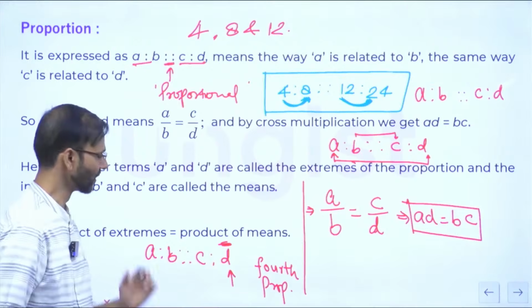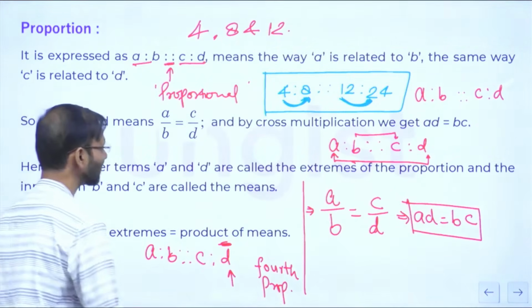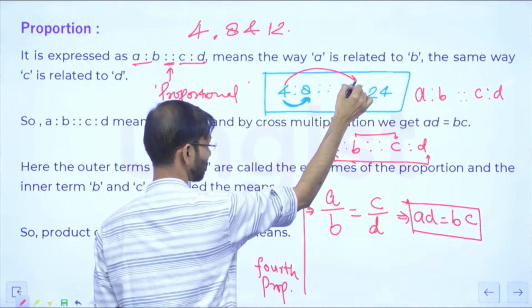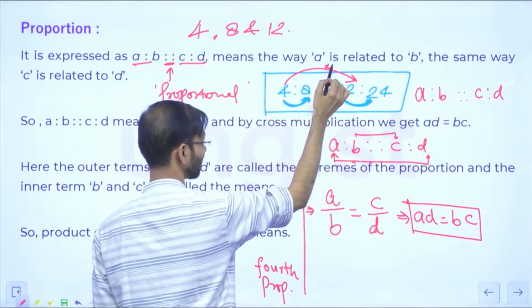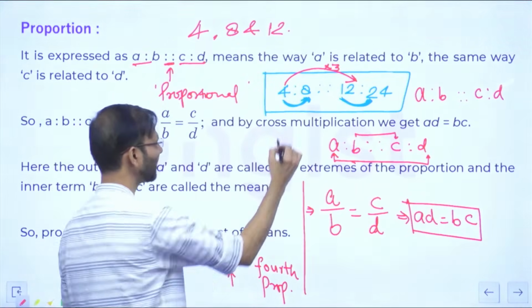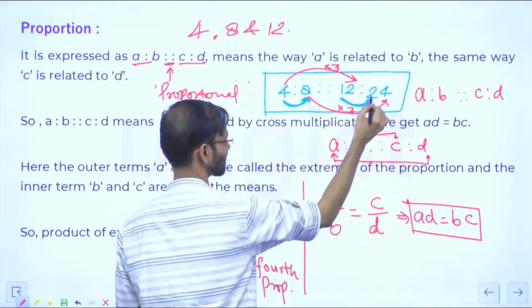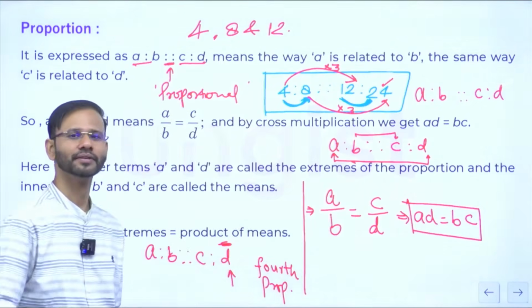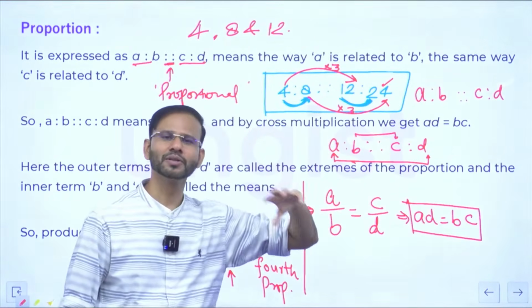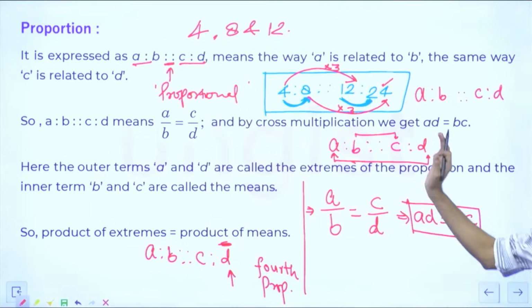Another method, everybody, just look at it once again. 4:12. What is the relation between 4 and 12? This is 3 times. So you can multiply 8 by 3 to find this term. So the relation between these two terms, or the relation between these two terms, can also be used. Everybody clear now?